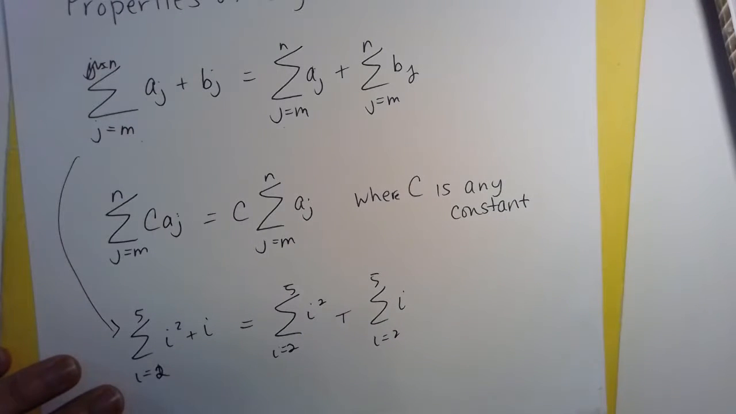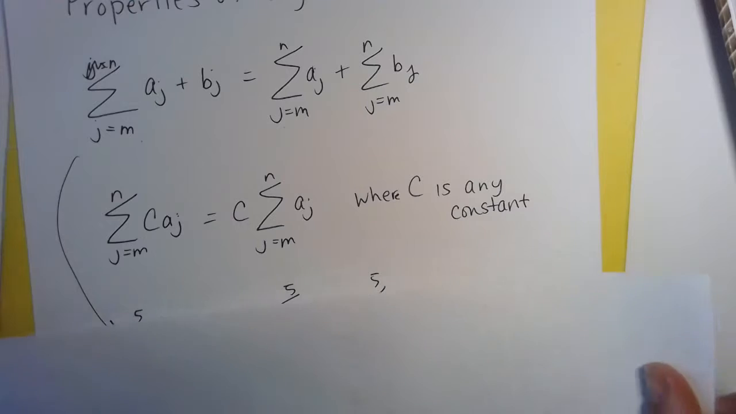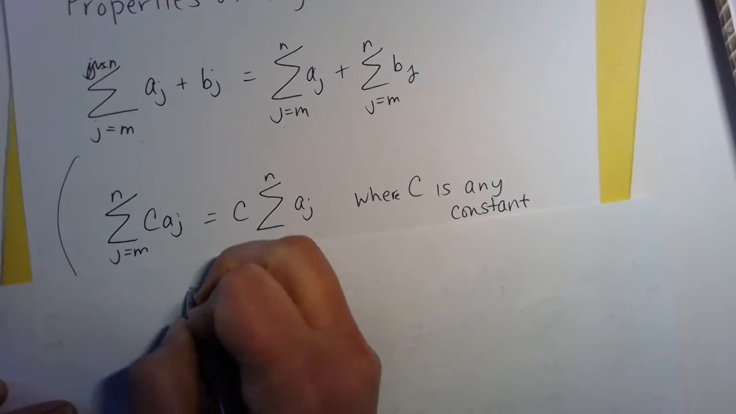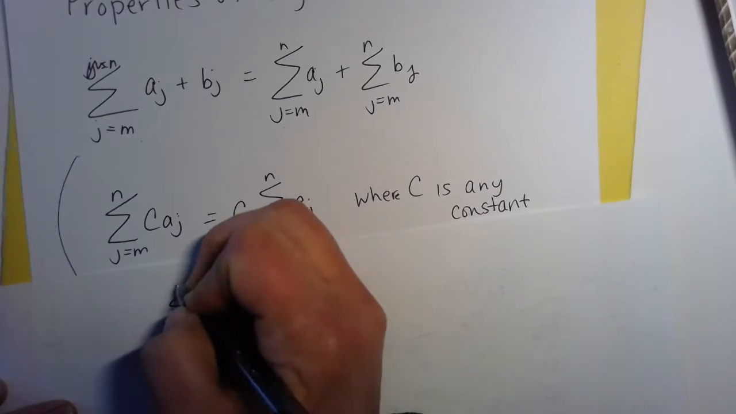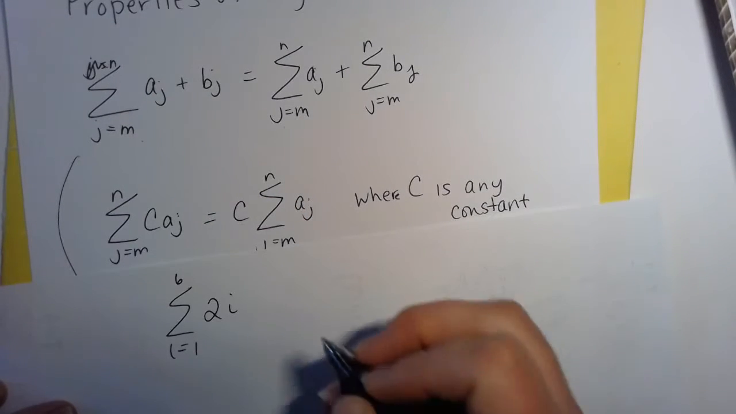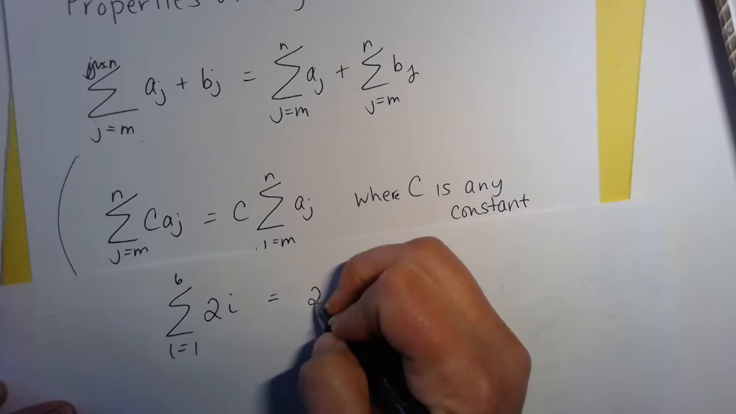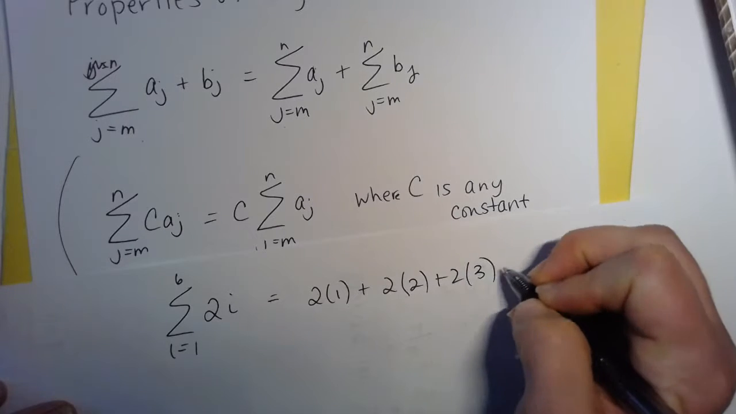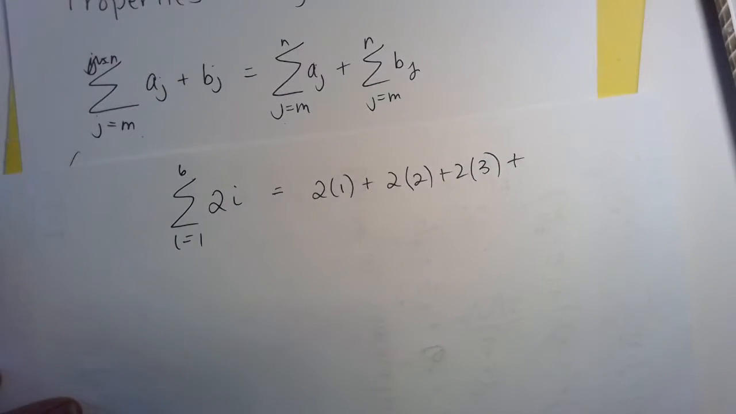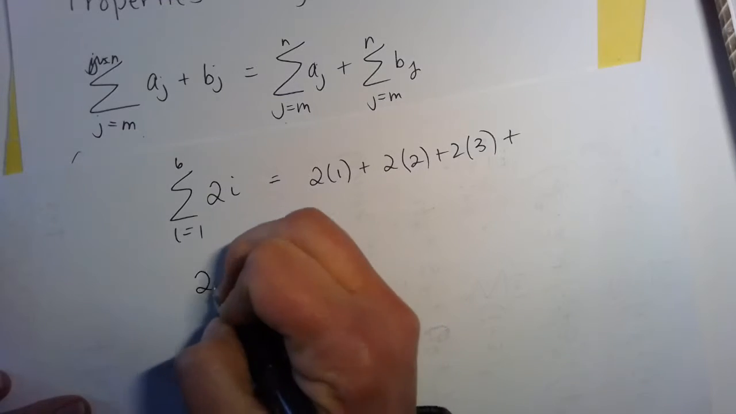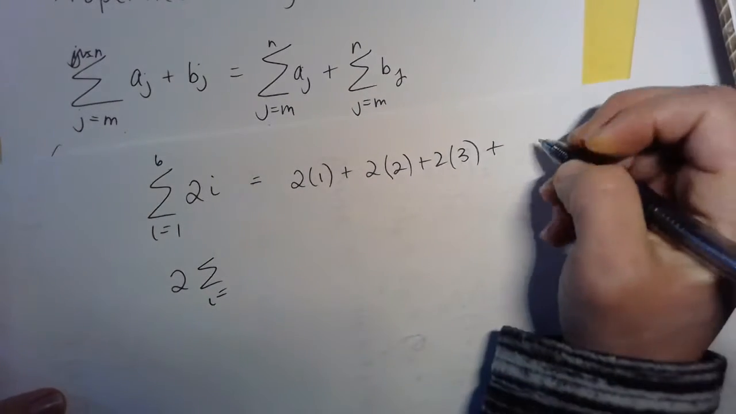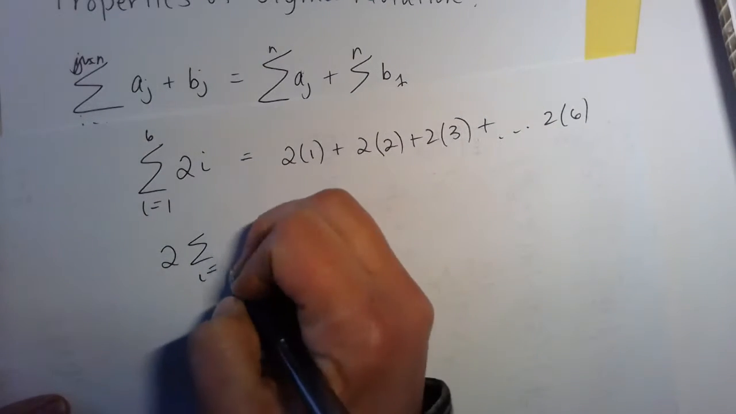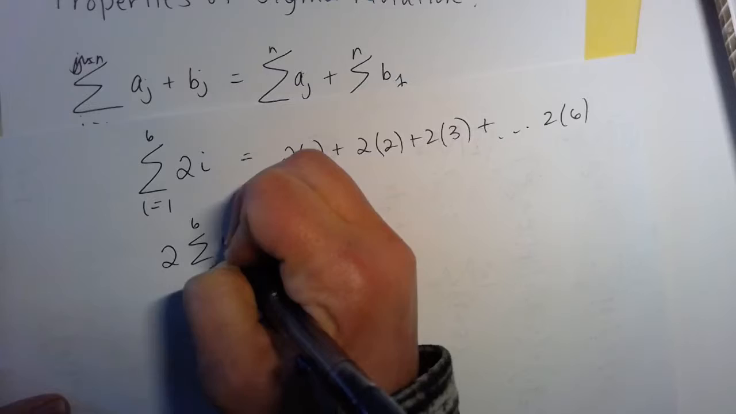So for instance, if I had 2 times i, from i equals 1 to 6, I could write the terms as 2 times 1 plus 2 times 2 plus 2 times 3, and so forth, until I get up to my last term, 2 times 6. Or, essentially, I could factor out the 2 and put it on the outside, and then I would just have the i here.